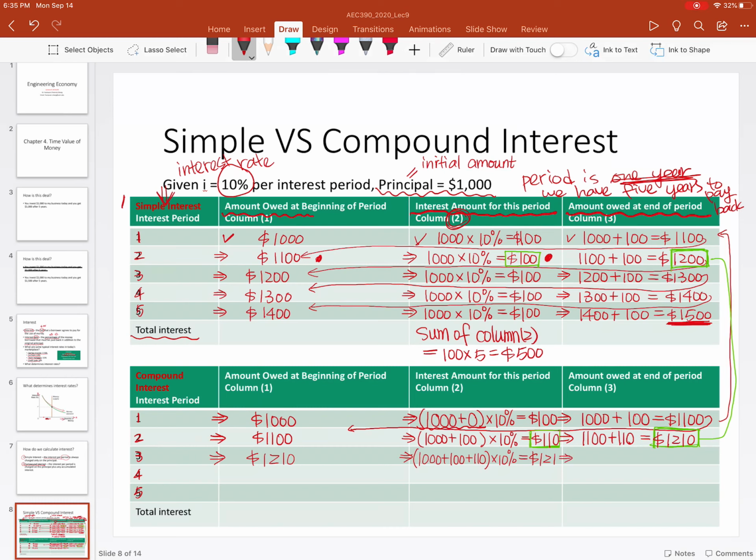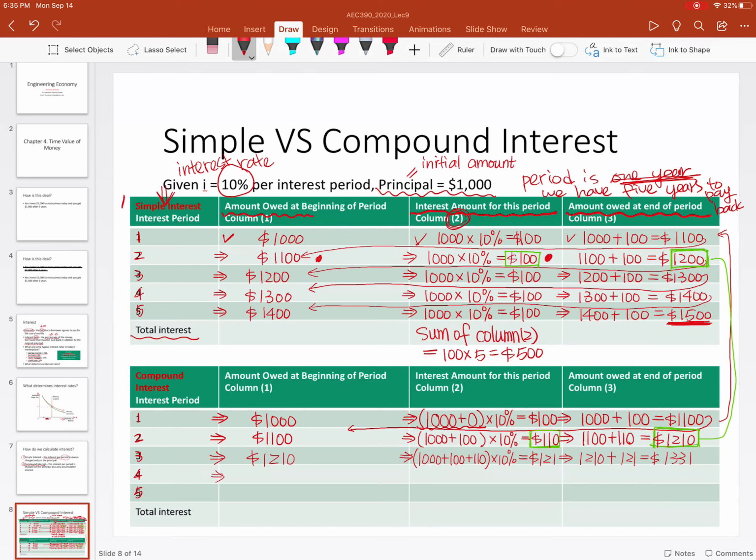Now let's calculate how much you owe at the end of the third year. That will be how much you owe at the beginning of the third year, so 1,210, plus the interest in this year. It's 121. How much is it? It's 1,331. Okay, do the calculation by yourself.